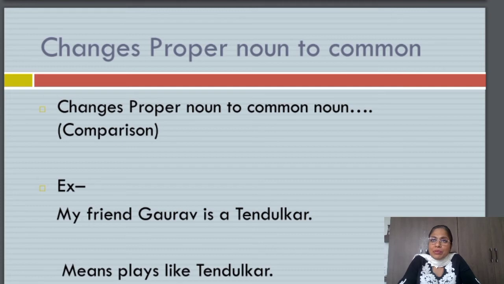Sometimes there are people who have reached an iconic status and we try to compare their qualities with another person. In that sense, we can refer to that particular person as a common noun. My friend Gaurav is a Tendulkar. If I say this, I am drawing a comparison between my friend Gaurav's cricket playing abilities and Tendulkar's cricket playing abilities. It means he plays like Tendulkar. So this is a different usage where I have made use of the indefinite article a in front of a proper noun. Otherwise, I don't use the article a or an before a proper noun.